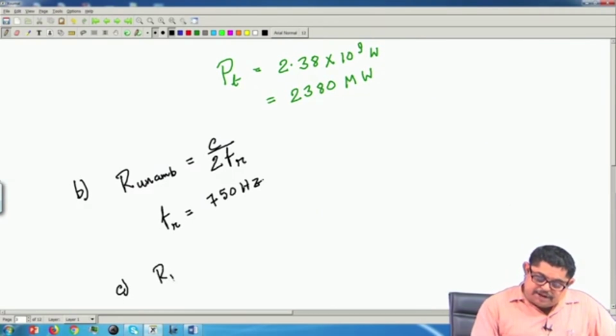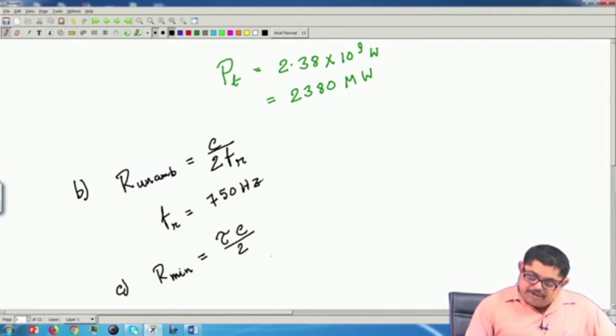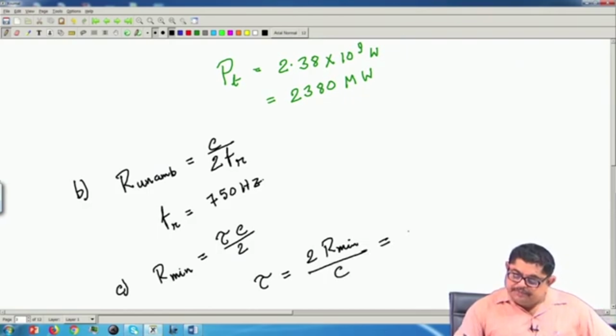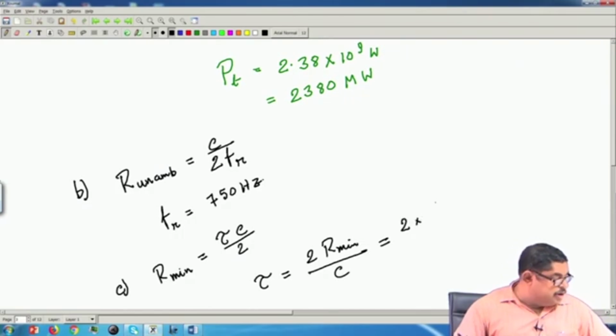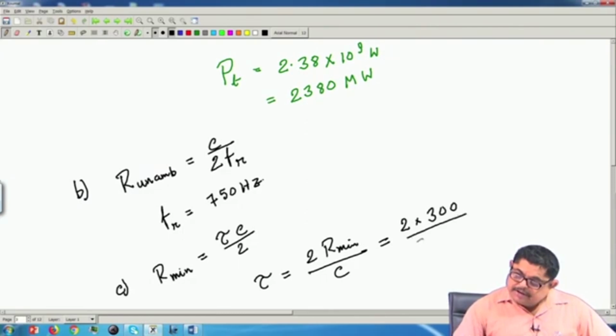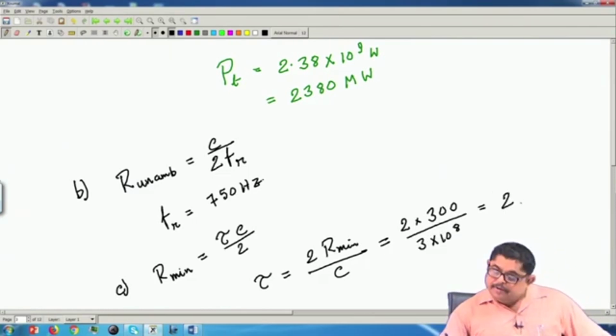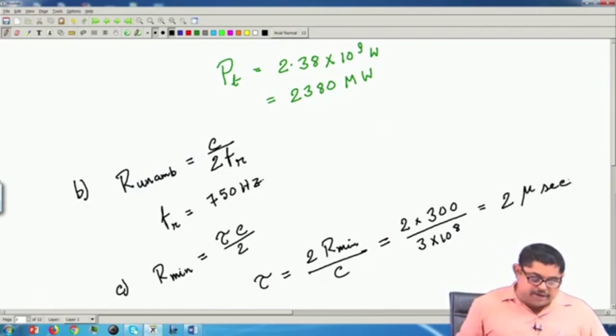That means minimum detection range is R min. Now, what is R min? Basically, it is related to the pulse width that we have seen in the basic concept, R min equals tau c by 2. So, from here we will get the value of tau. Tau will be 2 R min by the speed of light c. We know R min is 300 meter and c is 3 into 10 to the power 8. So, this will give you a pulse width of 2 microsecond.